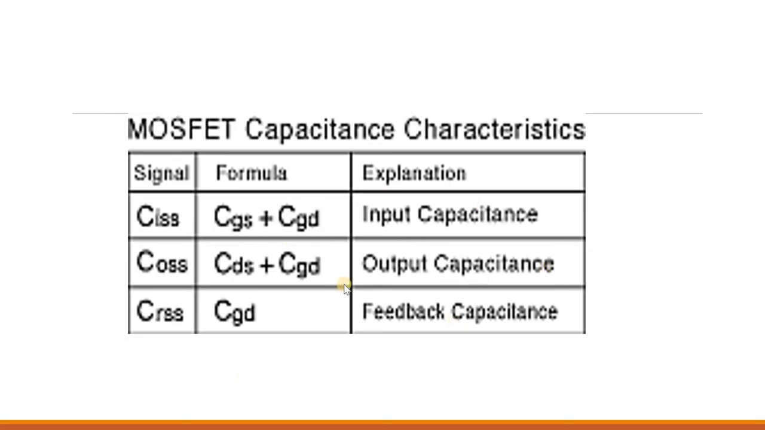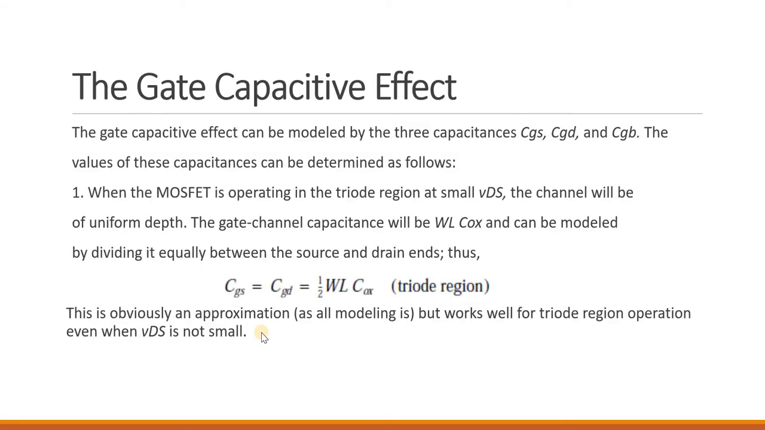These capacitances are classified into three types: input capacitance, output capacitance and feedback capacitance. Input capacitances are CGS, gate-source, and CGD, gate-drain. Output capacitances are CDS, drain-source, and CGD. CGD also acts as a feedback capacitance.